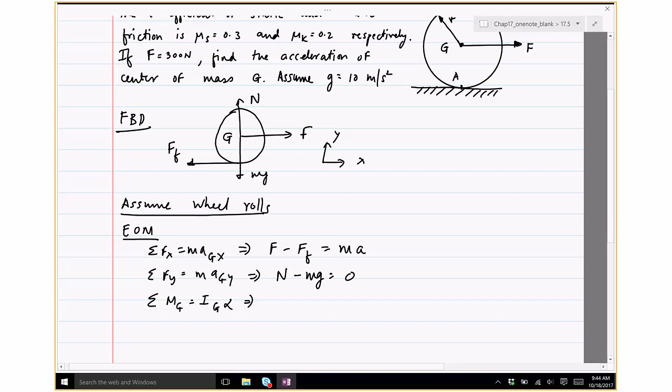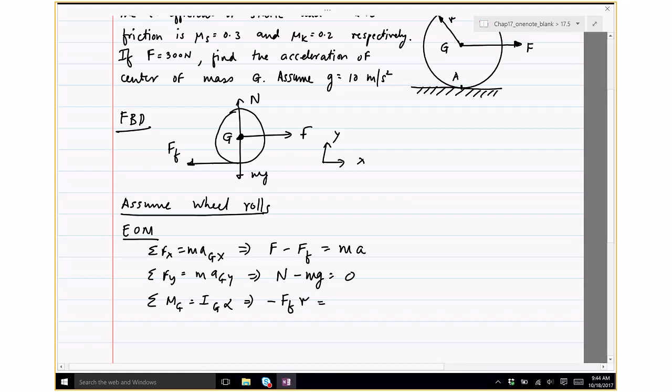So this gives me the moment about G, this point. The effect of N, mg, and F is that they have no effect on the moment about G, because the line of action is through G. The only thing which will create a moment is Ff, right? So if I hold the disk at G and apply Ff, it's going to make the disk spin in the clockwise direction. So minus Ff times R equals I_G alpha.